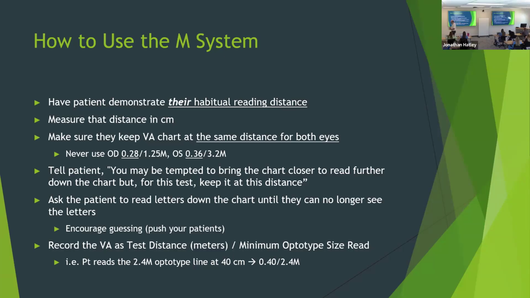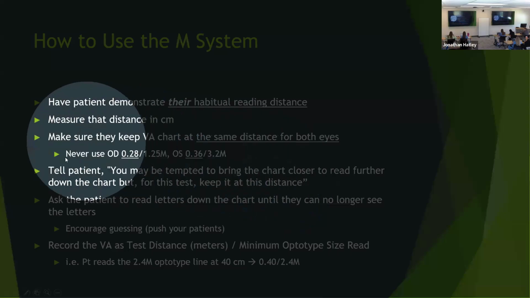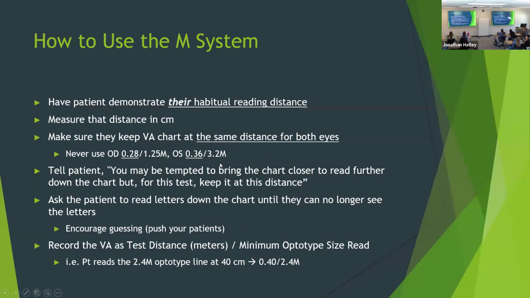However, at least at the start, what we typically try to do is let them select their habitual working distance. And we have tape measures in low vision, and we get out the tape measure and we record and see what that distance is, and we write that down. So then after we write it down, we encourage the patient to not move the card. I tell them something along the lines of almost exactly this. You may be tempted to bring the chart closer to read further down the chart, but for this test, keep it at this distance.